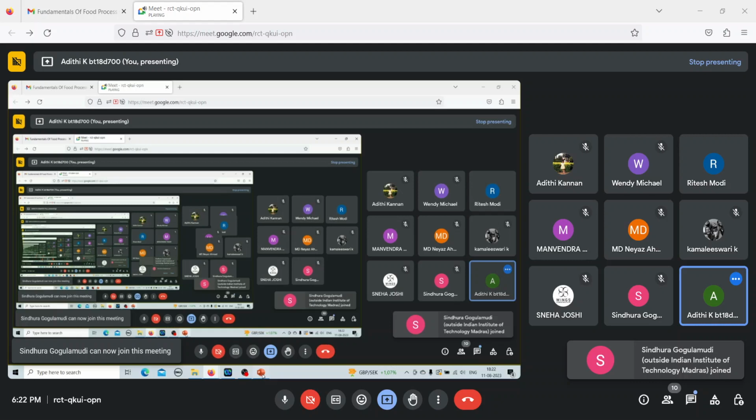So 0.8 by D2 comes out to be 6.579. From this, I can calculate the decimal reduction time at 130 degrees Celsius, which comes out to be 0.121 minutes. Is this clear so far?